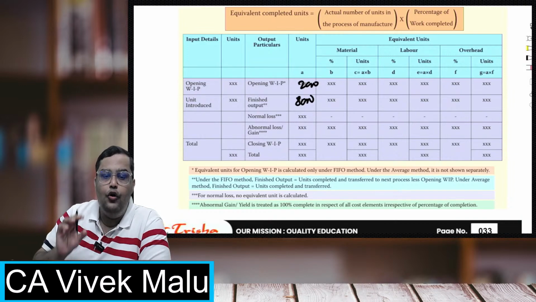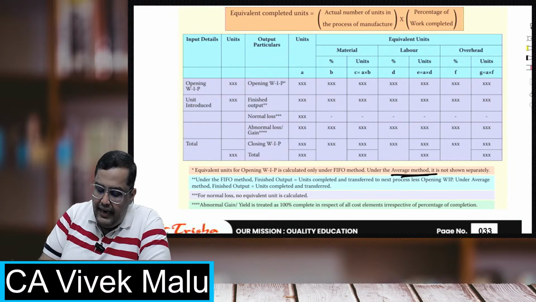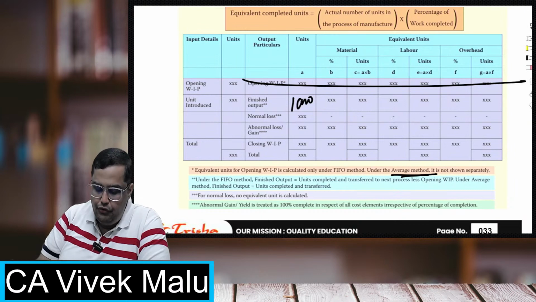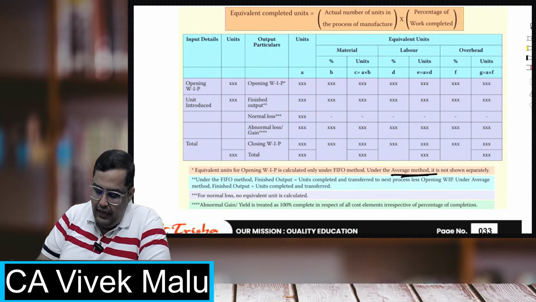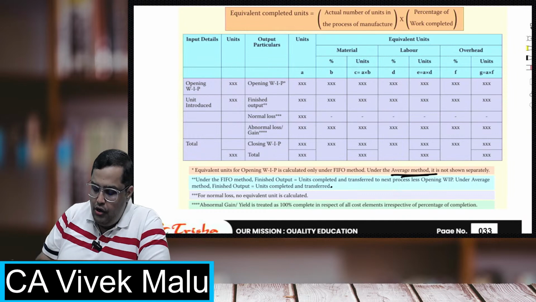But if we are following the weighted average method, we will simply write the finished output as 10,000, and will not write the opening WIP line. We'll simply write that 10,000 units are produced, finished. So for opening WIP, we always calculate it separately for FIFO. Under the average method or weighted average method, we don't calculate it like that.